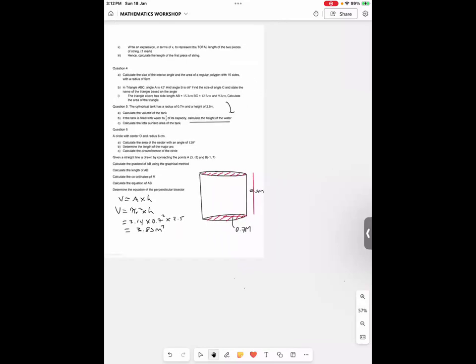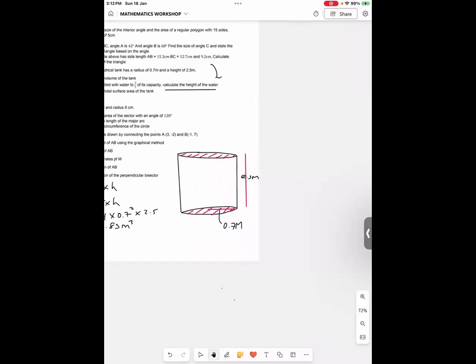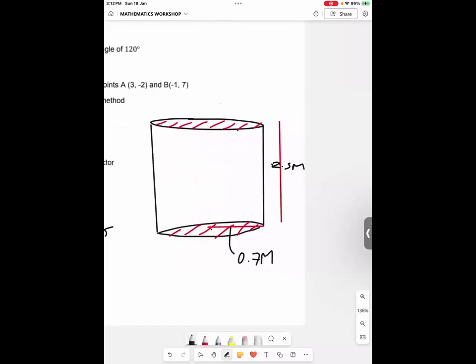Let me explain what that 3/5 means, guys. This 3/5 means that the tank is divided into 5 equal portions: 1, 2, 3, 4, and 5. So if the tank is filled to 1/5, it would be about here.